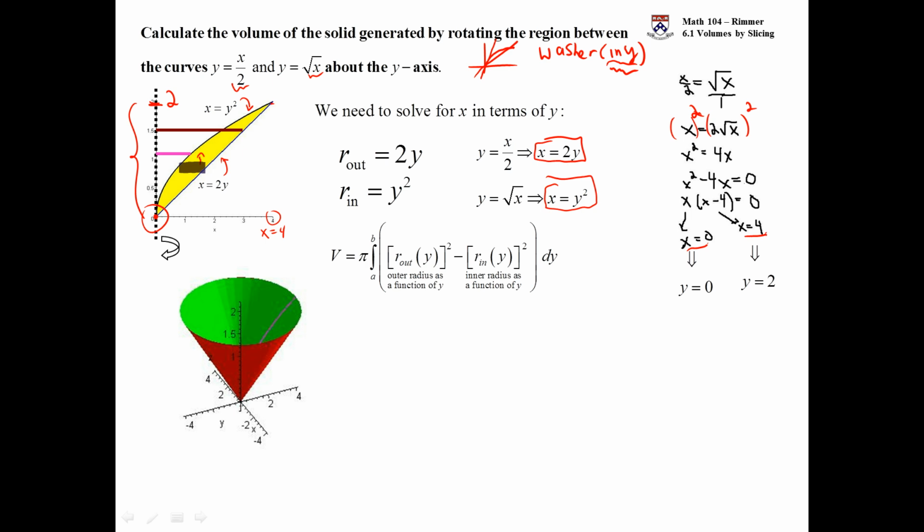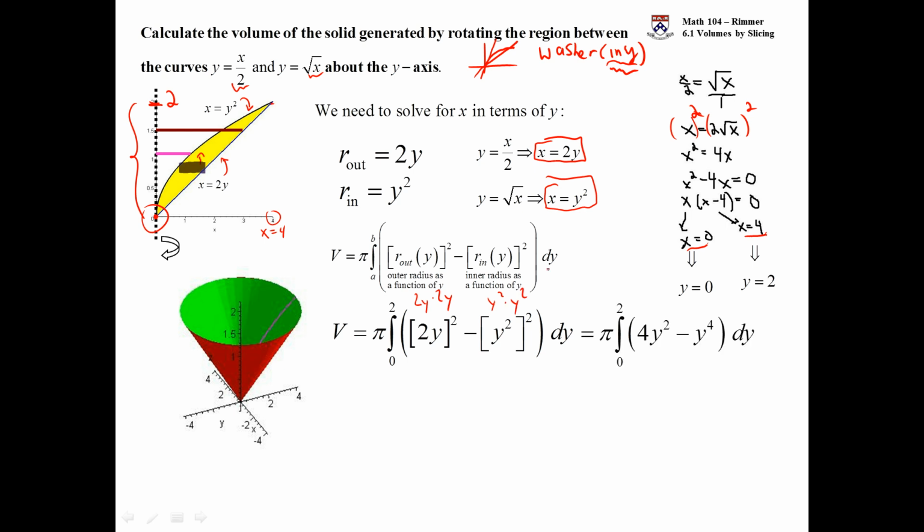And there we have it. We're integrating pi times the integral from 0 to 2, taking 2y and squaring it, and from that subtracting y squared, quantity squared. And now it's all down here. Most of this is set up, and from here it's just an integral that's simple to do. Square the 2y, we get 4y squared. Square the y squared, we get y to the 4th. Power rule in reverse, to perform the fundamental theorem of calculus, we get 4y cubed over 3 minus y fifth over 5, evaluated from 0 to 2.